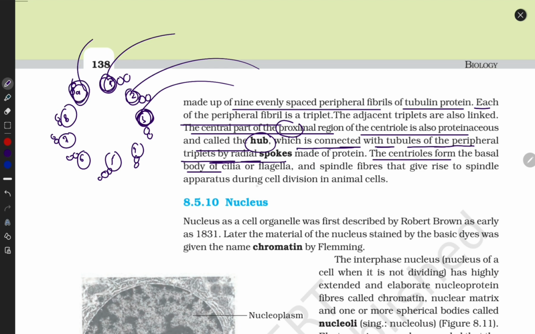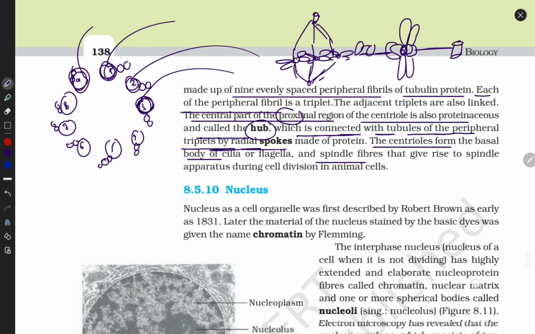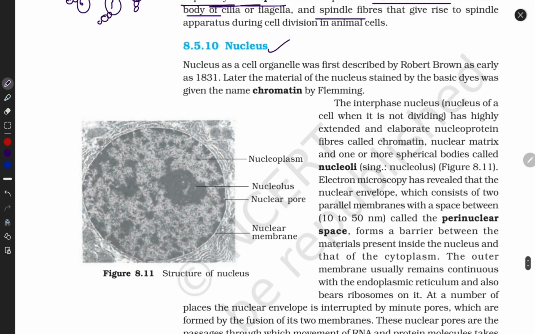They are useful in movement and in making spindle fibers. Here is the centriole and there is the spindle fiber, and they attach with the centromere and kinetochore. This is the chromosome, this is the centromere, this is the kinetochore. The spindle fiber is attached to this and is connected with the centriole. Alright. Now let's start with the nucleus.